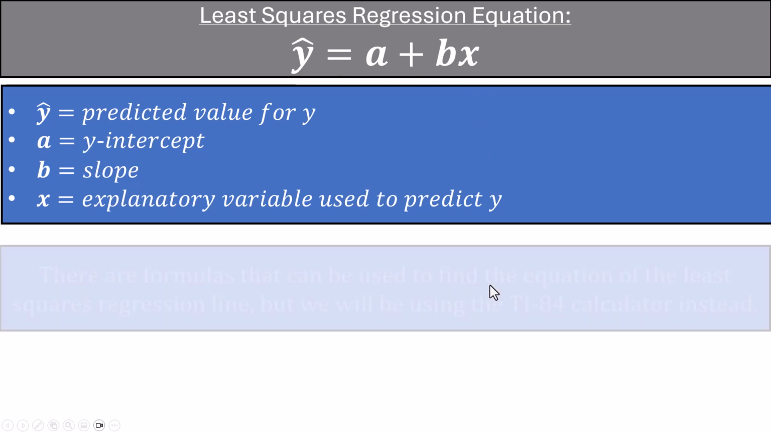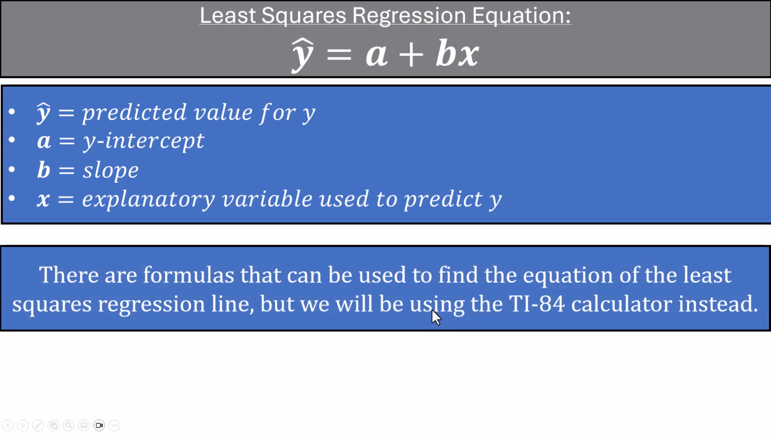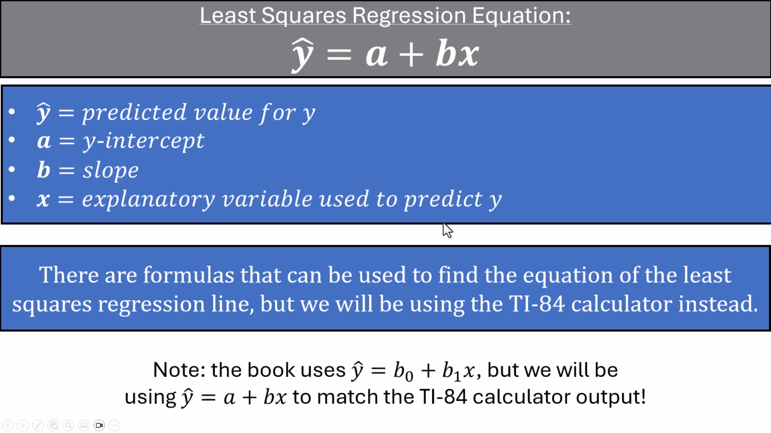Now, if you want to do this by hand, it's quite involved. So instead of showing you the by-hand formulas, we're going to be using the TI-84 calculator. Note that if you're following along with the Grand Valley textbook, you'll see they use a slightly different form of this equation. Instead of a plus bx, they use b sub 0 plus b sub 1 x. But I'm going to be using this notation here because it matches the TI-84 calculator output.